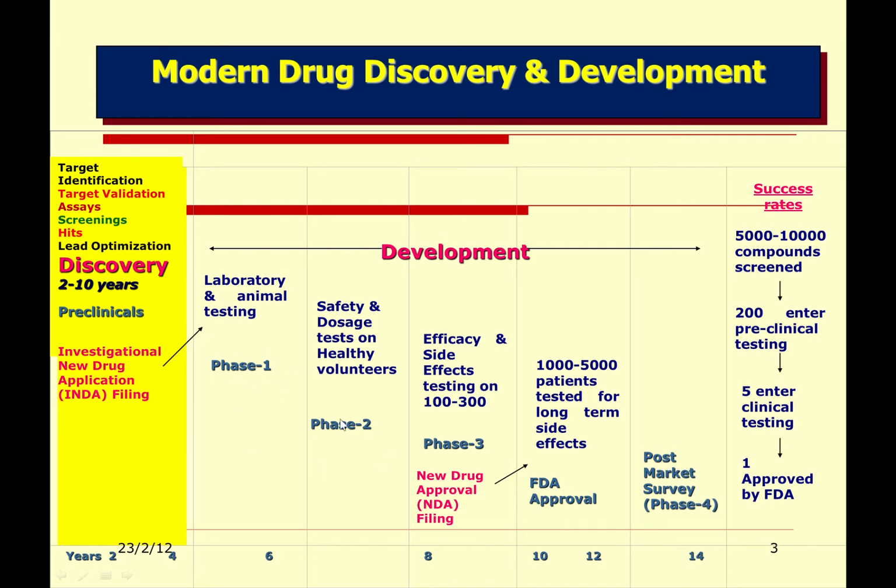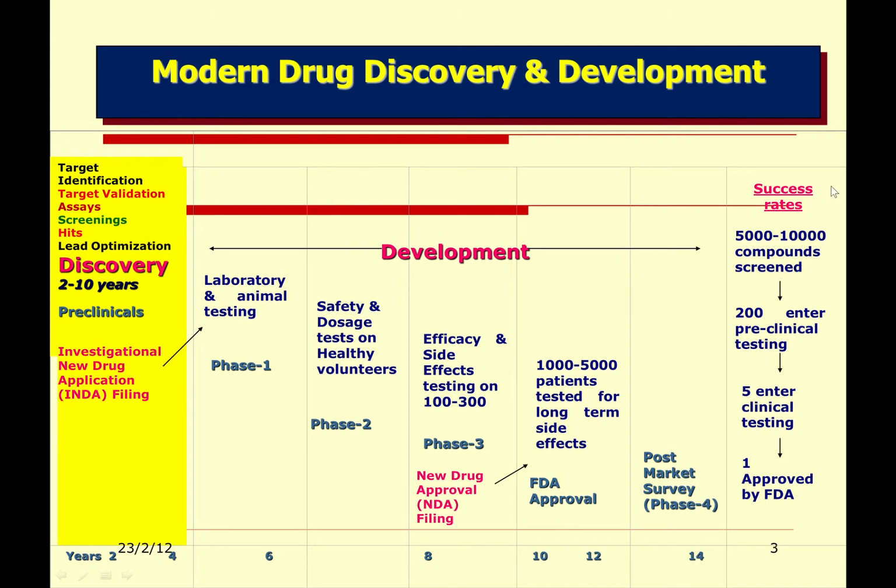Phase 1 and phase 2 start with volunteers, then actual patients, and the number and locations go on increasing. Once you succeed and find phase 3 very satisfactory, the next process is the new drug application filing, NDA, where phase 3 is really a bigger one and all side effects are judged. The FDA will scrutinize it and give approval, and then the drug is launched. Even after it is launched, phase 4 trials and post-market surveys are done.